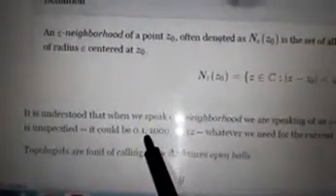It is understood that when we speak of the neighborhood, we are speaking of the epsilon neighborhood. Also note that the value of epsilon is unspecified. It could be 0.1, 1000, or 42, whatever we need for the current circumstance.